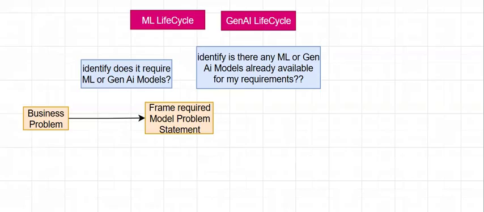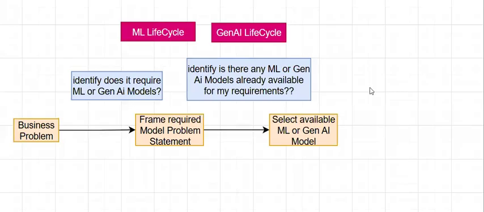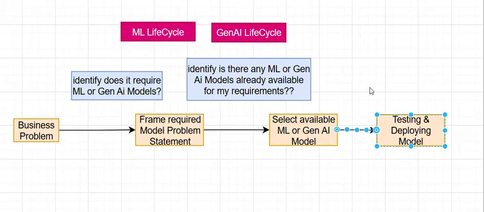Let's say I got a model that can achieve my task and it is already available in the market. Then we need to select that available model, use it and test it. If that model is working very well, then we need to deploy it for our business use case.